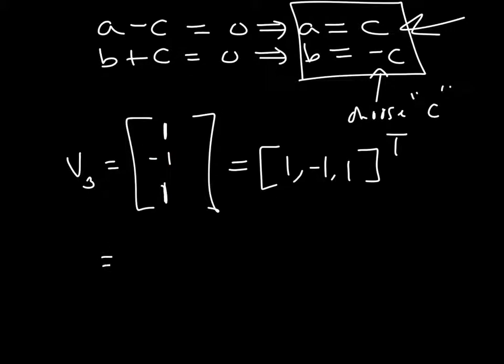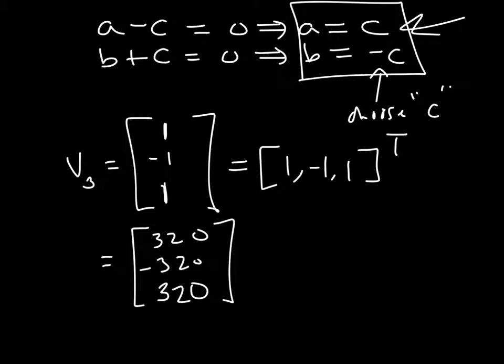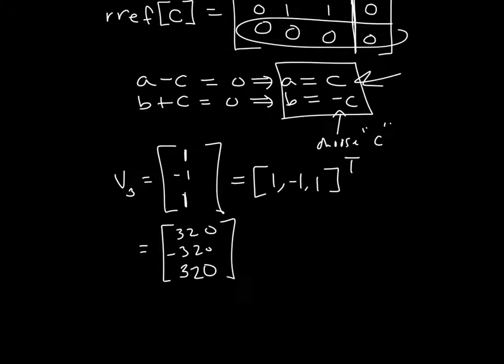Again, you can choose any value. If C is, I don't know, 320, then A is equal to C, so A is also 320, and B is just the opposite. But why choose 320 when you can choose 1? And these are non-zero vectors, so we don't want to choose 0 here. So we found all our eigenvalues and our associated eigenvectors.